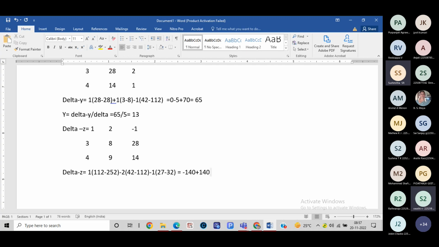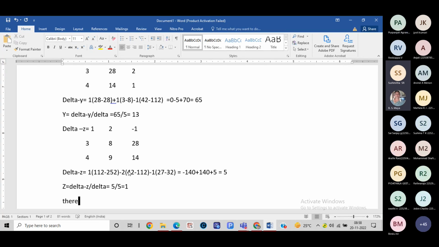Third one is minus 1 into minus 5, or plus 5. Plus 5. What is the answer? Plus 5. Now, what is that z? That is 5 by 5. Delta z divided by delta. Delta z is 5, and delta is also 5. That answer is 1.